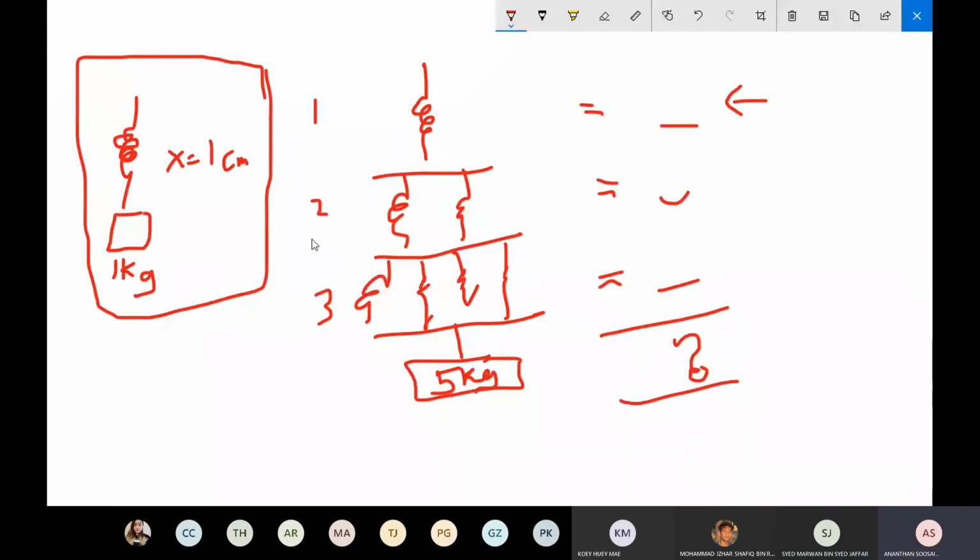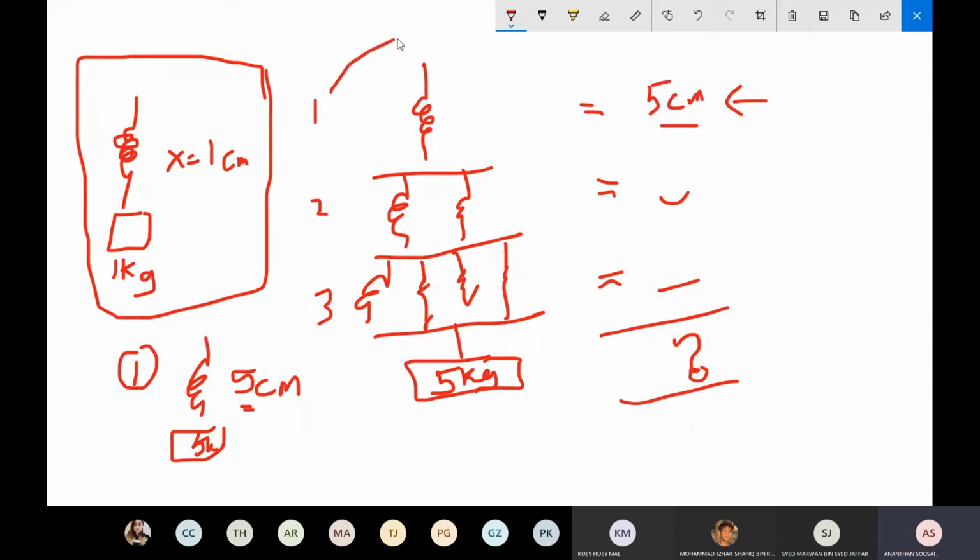They never help each other. But one is carrying the 5 kilogram alone. The first platform, you can imagine one spring carrying 5 kilogram. So what will the extension be for that one? 1 kilogram extends 1 centimeter. 5 kilogram is how many centimeter? Anyone? It will be 5 cm.